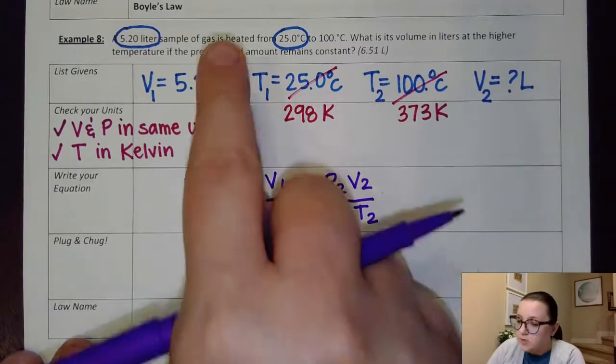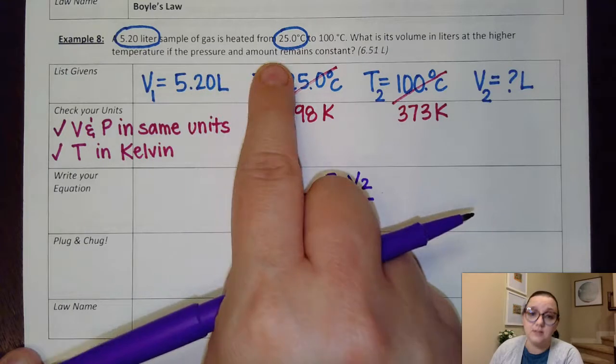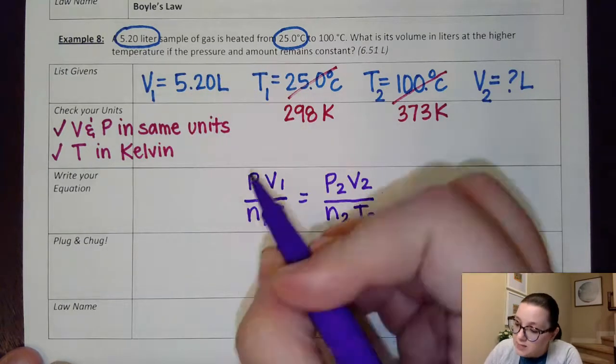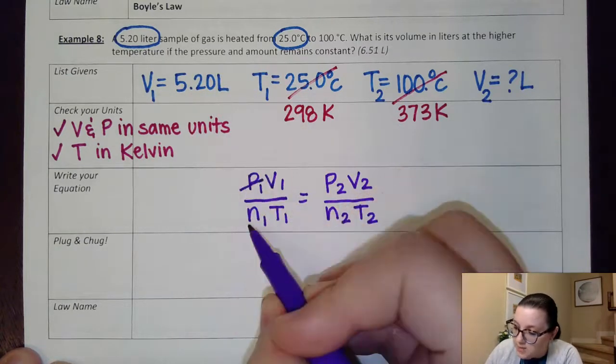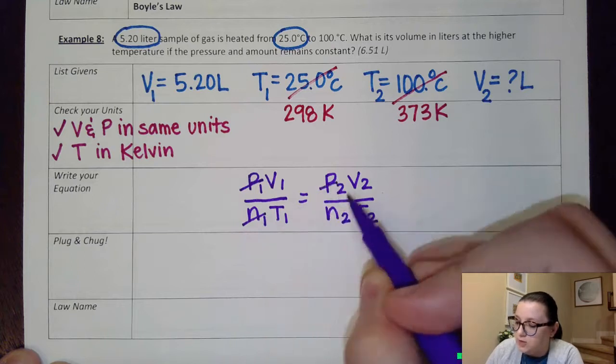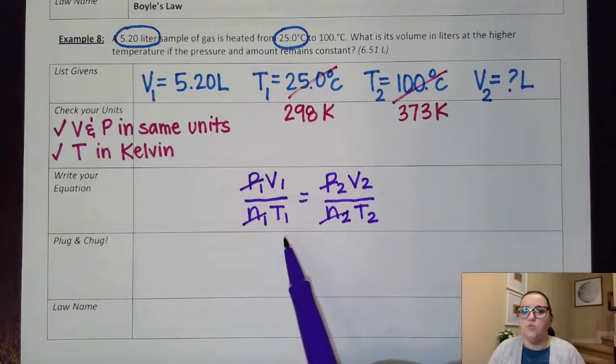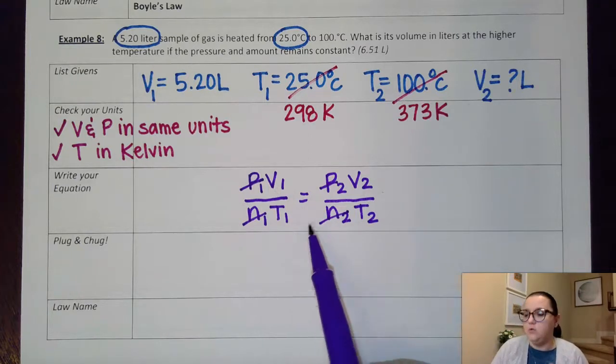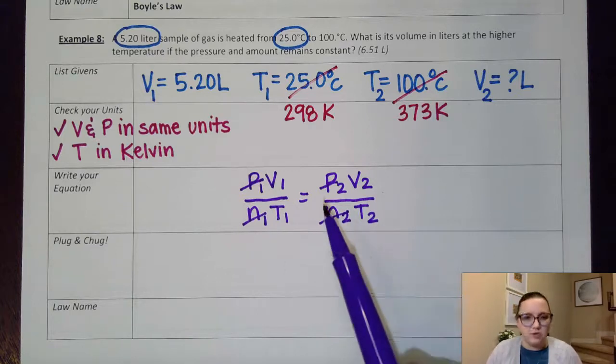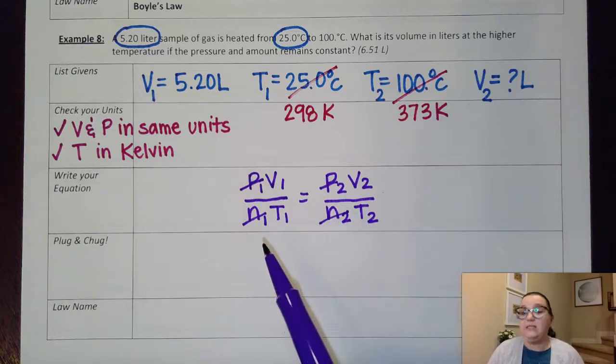Now, we don't need all of these variables for this problem. Again, pressure and amount remained constant. So what that means is that I can cross off pressure and amount out of this equation. If you knew that those remained constant before you wrote the equation, you could have just written V1 over T1 equals V2 over T2 here. You don't have to show those other two things canceling out.